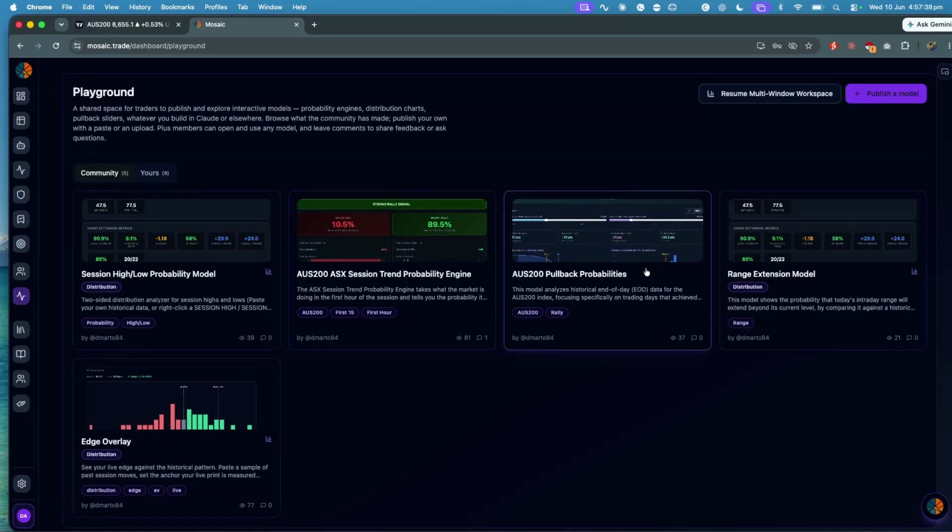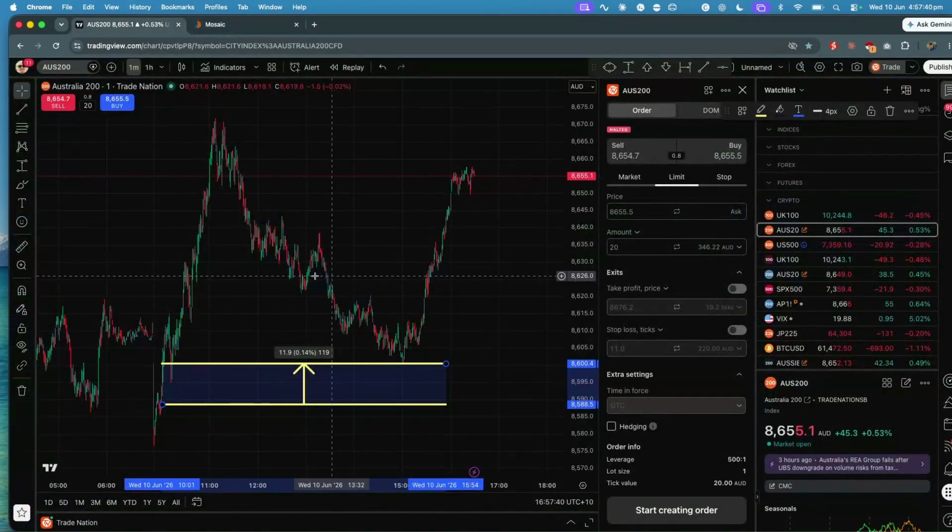So that's the pullback probabilities model. Really powerful when you do get these days and everyone's kind of uncertain as to what's going to happen next. Really powerful in terms of looking at historical distribution of close versus current price and kind of trading from there.